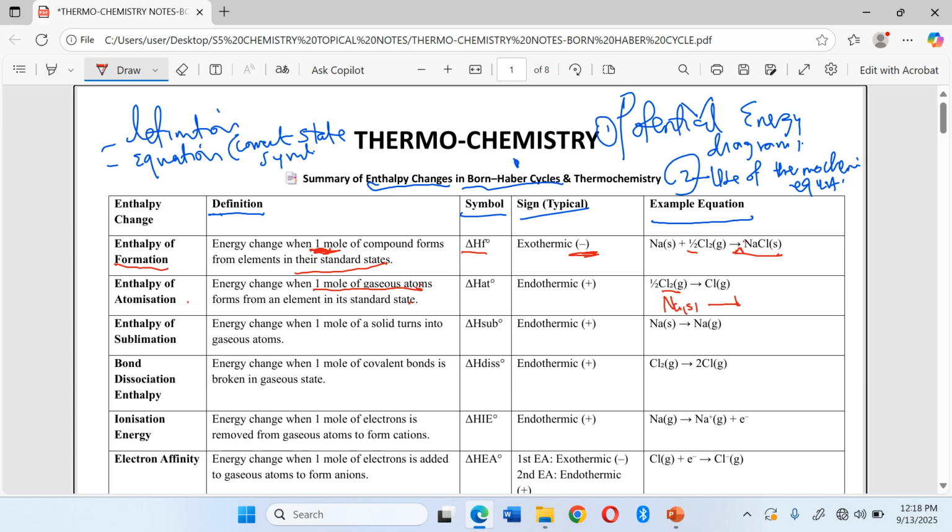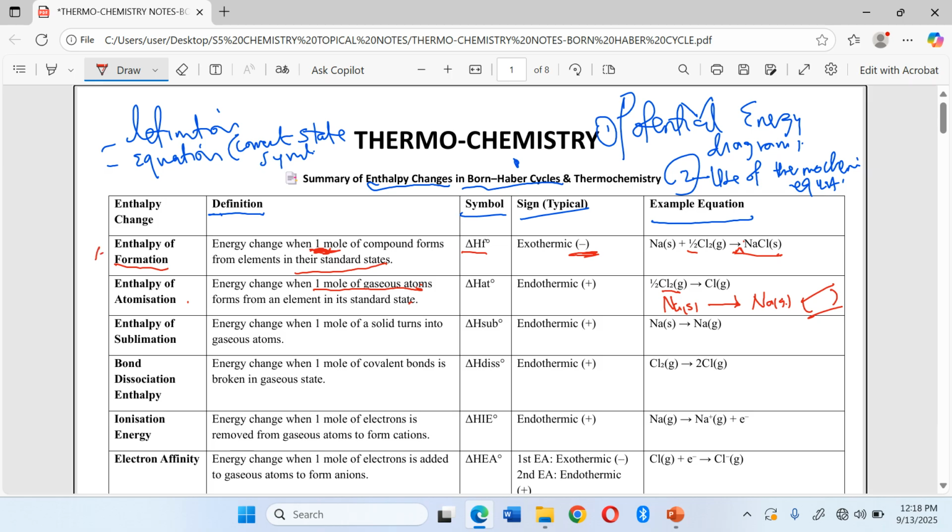So when it forms sodium gas, now the energy change which is produced when sodium solid changes to sodium gas is what you're calling the enthalpy of atomization. Let's look at the third one.